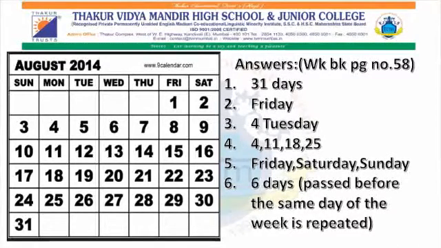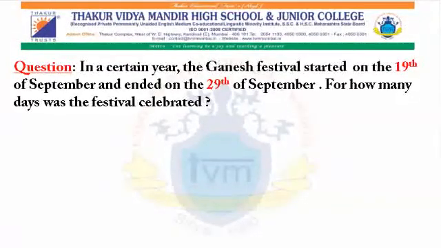Let's do something new or different. Word problems of the calendar or the calculation of time and dates. Here we have one question. It says that in a certain year, the Ganesh festival started on the 19th of September and ended on the 29th of September. For how many days was the festival celebrated? Without calculation also you all can answer this question. That is, Ganesh festival stays for 11 days. But to get this answer correctly, we need to calculate. And how to calculate? Let's see.